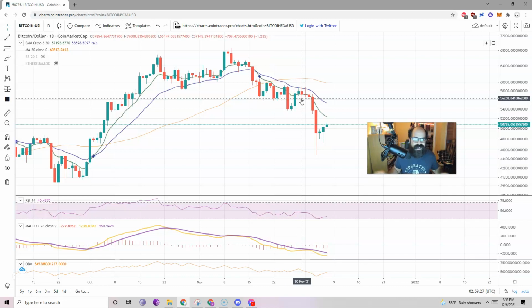I don't do any TA. I don't need TA. I know a dip when I see one. So you're still buying here, right? You're still buying. Well, there's no trend reversal, right? There's no signal suggesting we should buy right now.